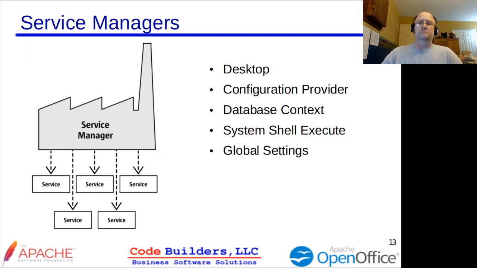So now on to UNO. UNO has the concept of service managers, which are like factories for services. There are 5 primary services. There's desktop, which I'd say is the most often used. That's responsible for documents you open, or a thing that you would put in frames or in a window. The configuration provider would be like things you would find in Tools, Options. Database context handles databases. System shell execute is for executing shell commands. And global settings handles things like print settings.